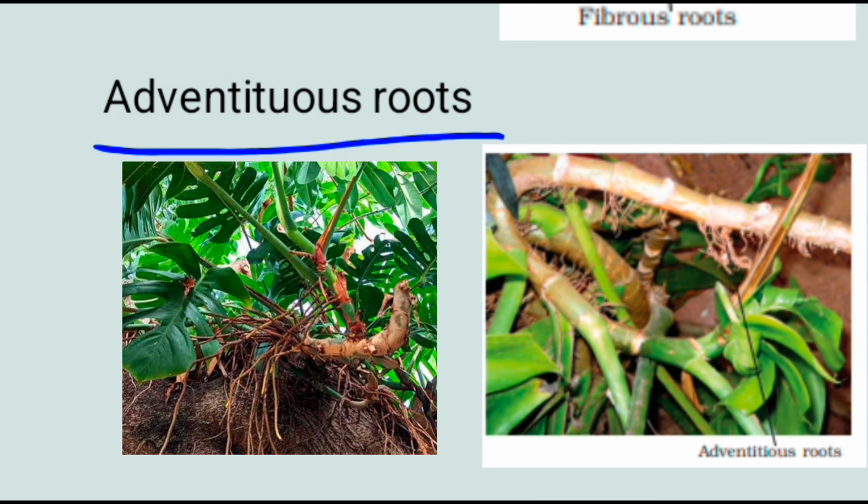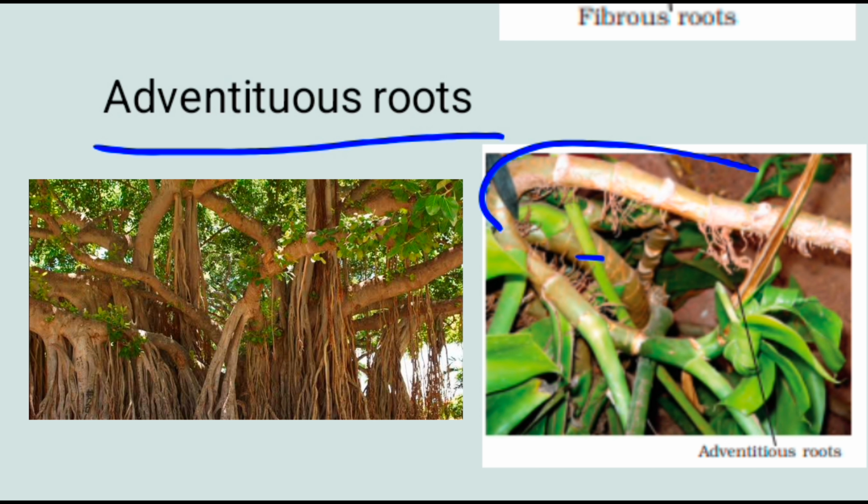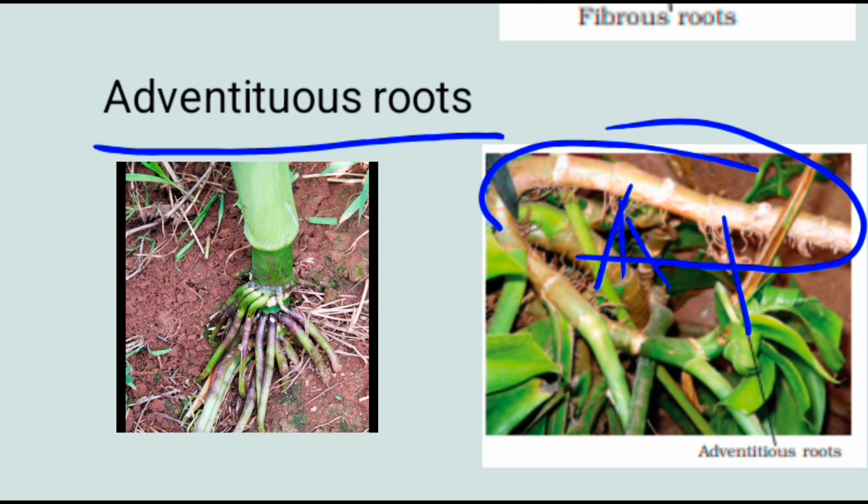The roots which arise from different parts of the plant other than radicle. As you can see in the picture, the roots are coming from the stem. Examples are monstera and banyan tree.